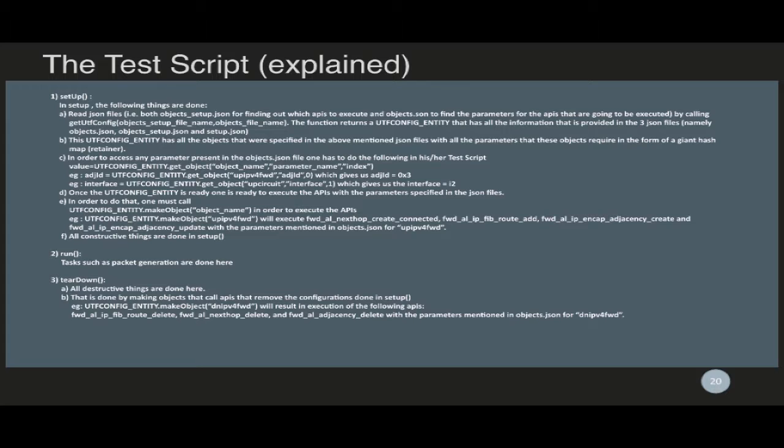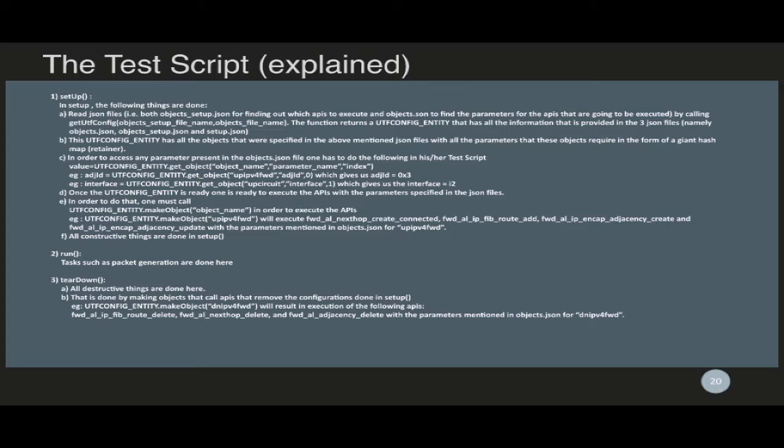Once the UTF config underscore entity is ready, you have to execute the APIs. In order to do that, all you have to do is call UTF config underscore entity dot make object with the object name.